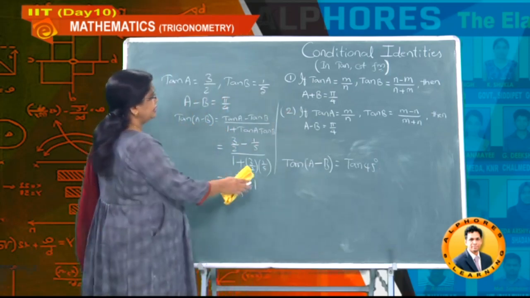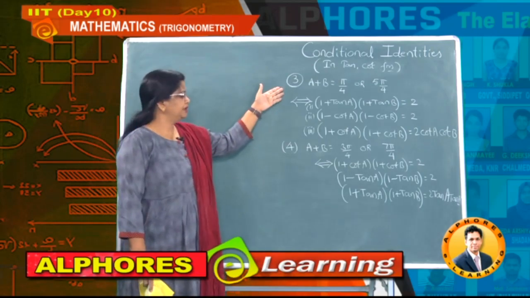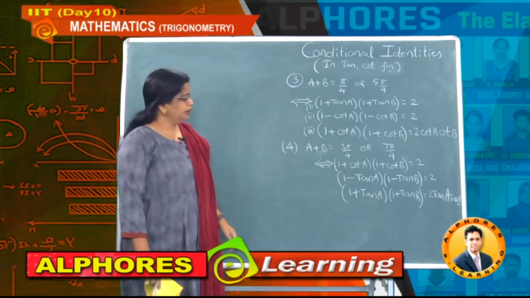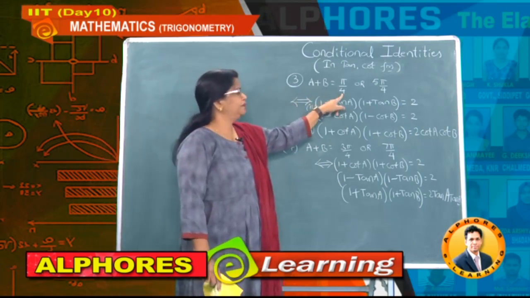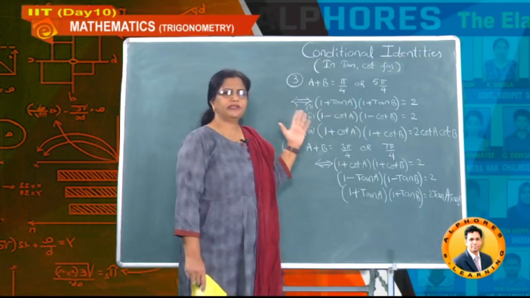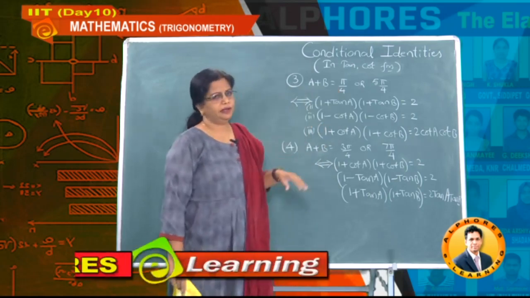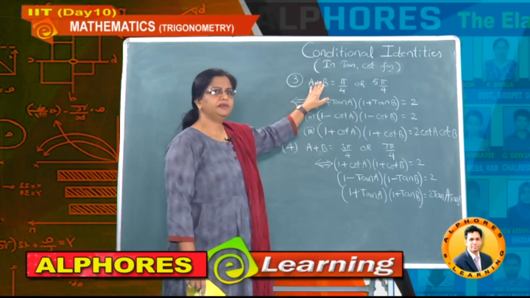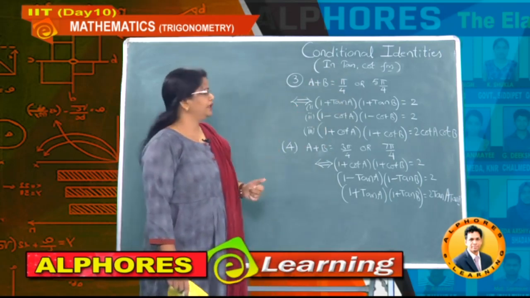Next, there are other identities also in the same functions. Now students, observe, this is the third one and the fourth one, and in these identities the data a plus b is pi by 4 or 5 pi by 4. 5 pi by 4 means pi plus pi by 4, third quadrant, while this is first quadrant. The sum of two angles is 45 degrees or 5 pi by 4, that is 225 degrees.